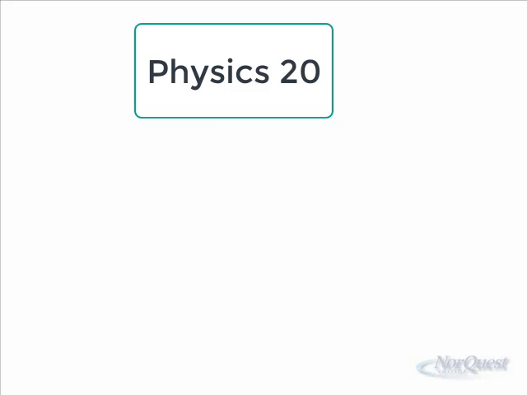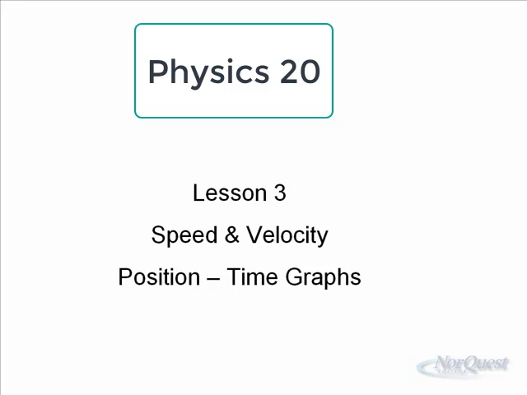Welcome to Lesson 3 of the Physics 30 Prep Fast Track. In this lesson we'll look at speed and velocity and position time graphs.